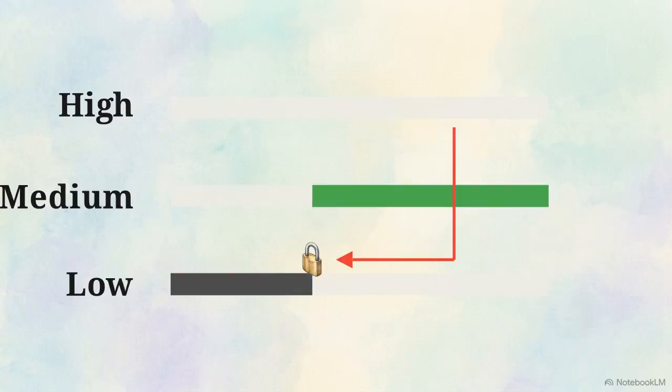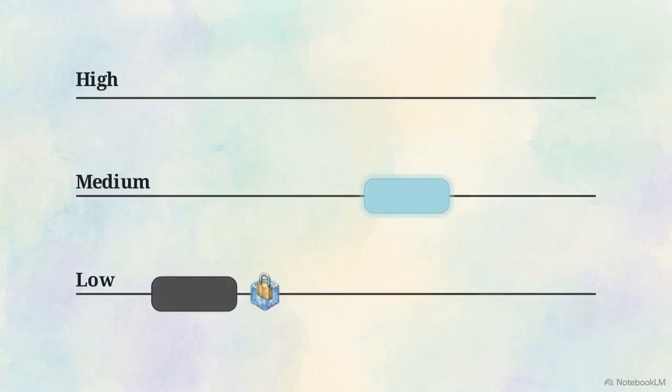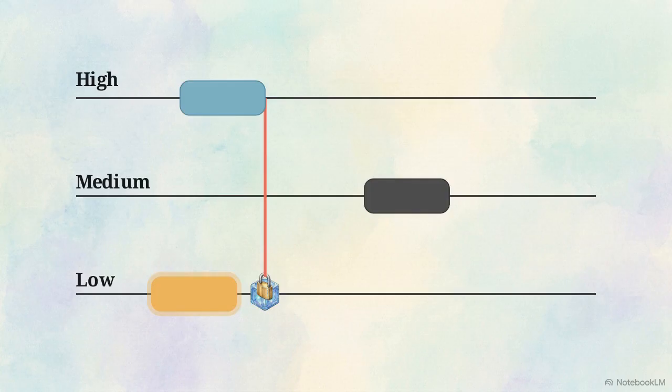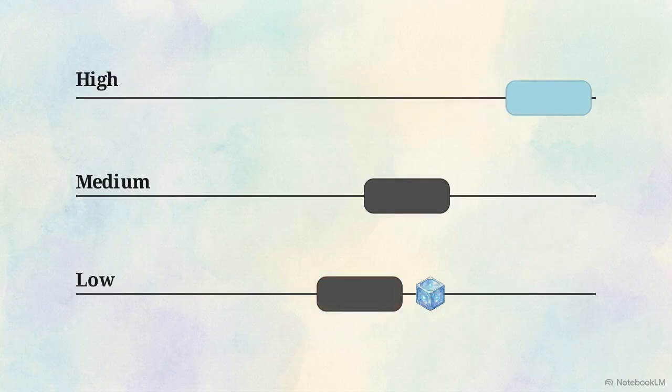To prevent this, operating systems implement an automated scheduling fix called a priority inheritance protocol. Under this protocol, any lower priority process accessing a resource needed by a higher priority process is allowed to temporarily inherit the higher priority. The OS boosts the low thread, preventing the medium thread from interrupting it, just long enough for it to finish using the resource and release the lock.